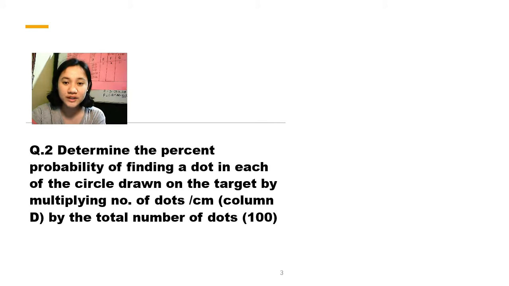Question number 2, determine the percent probability of finding a dot in each of the circle drawn on the target by multiplying number of dots per centimeter in column D by the total number of dots, which is 100. So, kung nasagot nyo na yung column F, yun na yung sagot dito sa question number 2. Kasi, ito yung tinatanong dun, yung number of dots per centimeter squared, and that is in letter F. So, may sagot na kayo sa letter F, yun na yun.